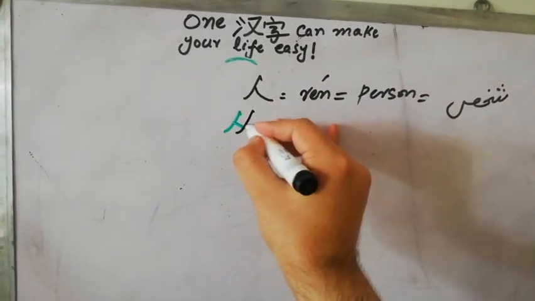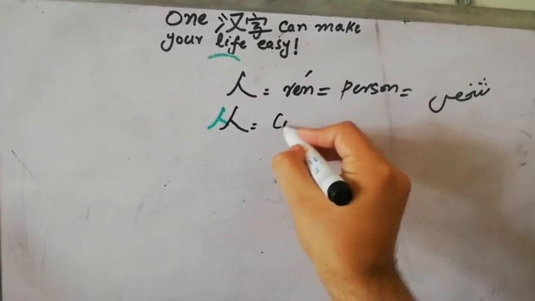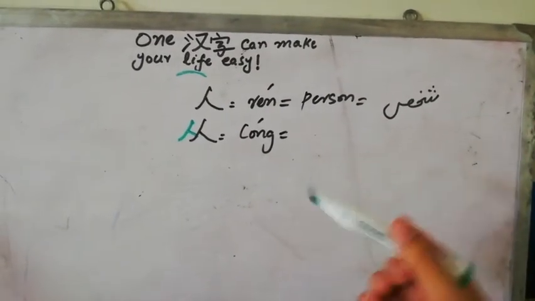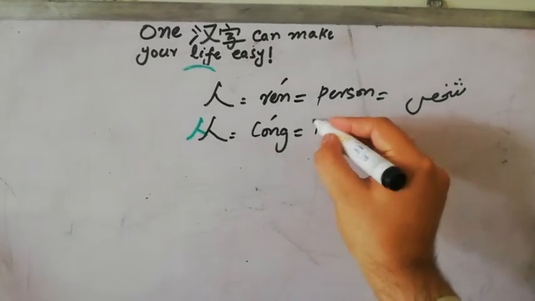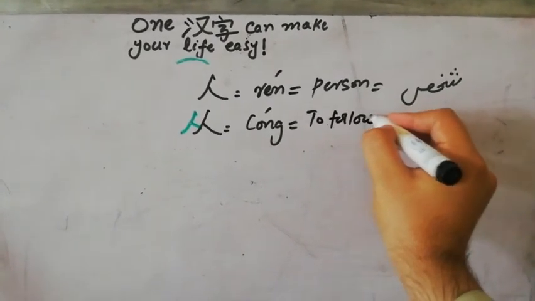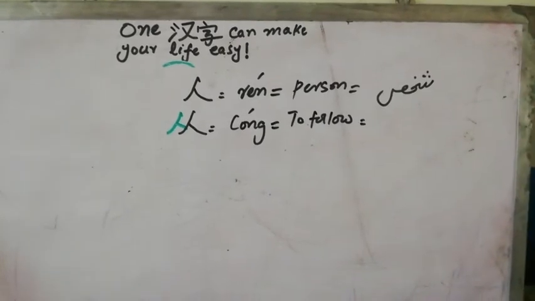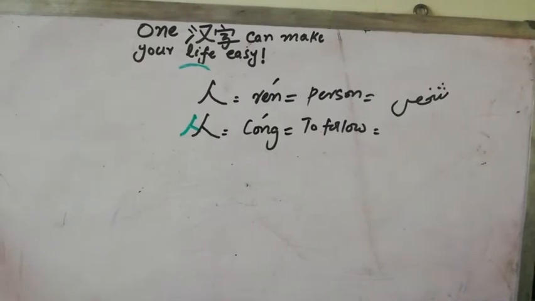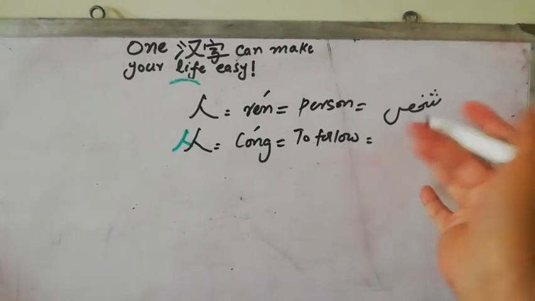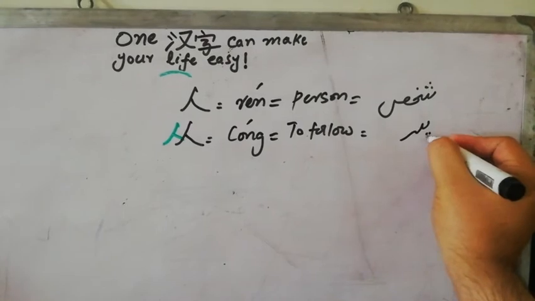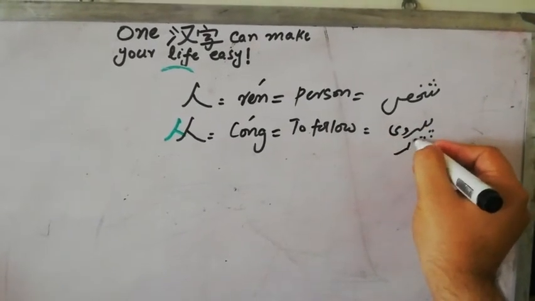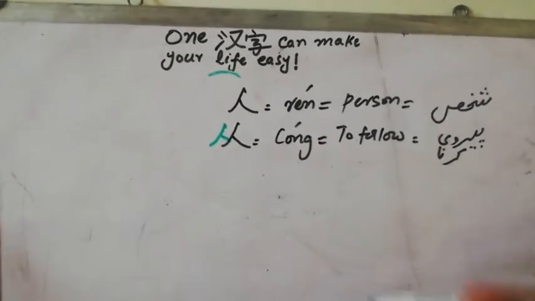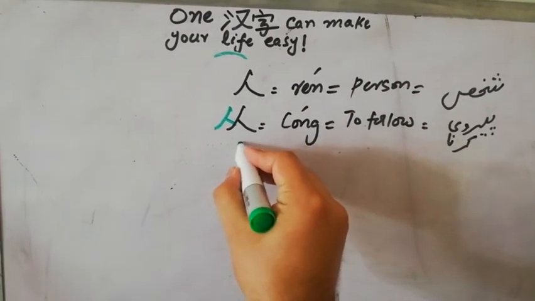If this Chinese character is combined with some other strokes, it becomes 从, 从, 从. 从 with the second tone means to follow. It seems like one person is following the footsteps of the other one. And to follow in Urdu is pairvi karna. Pairvi karna. To follow.